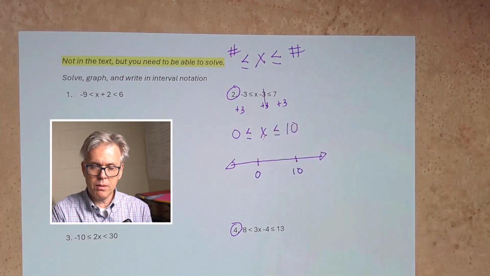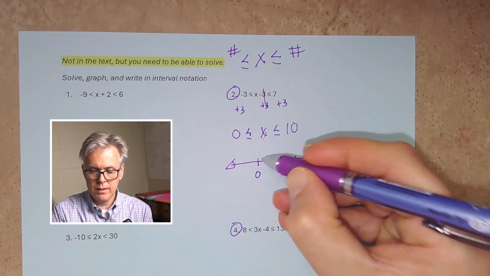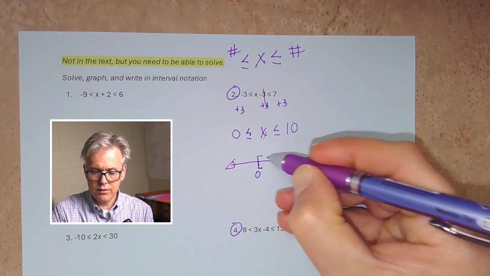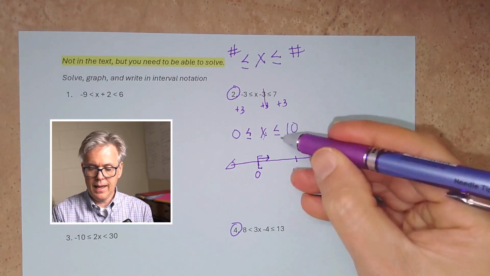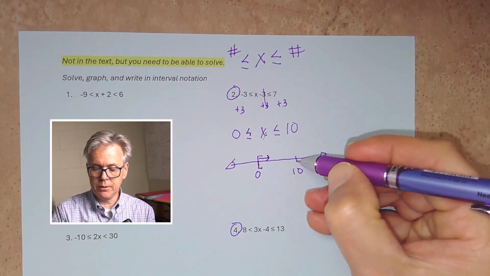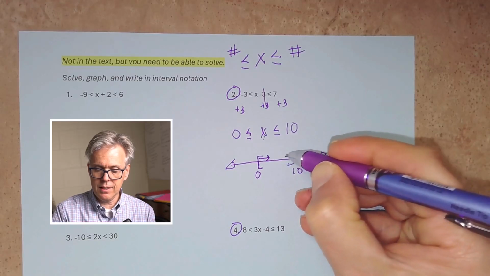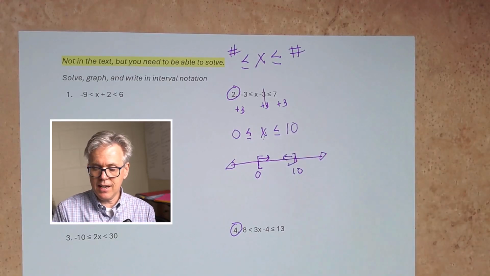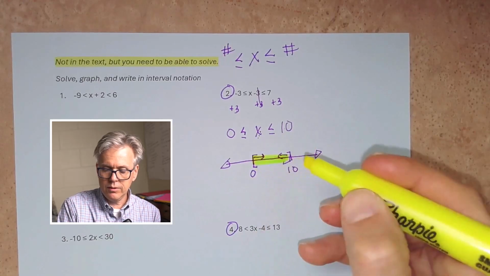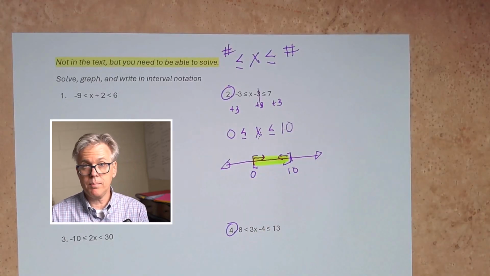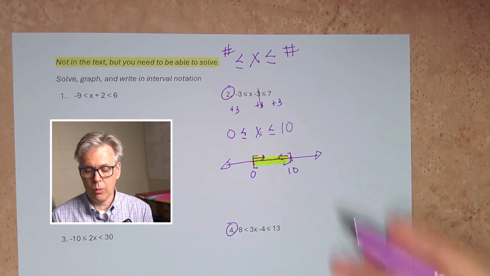And remember, we read from the perspective of the x. X is greater than or equal to 0. So that means it's greater than 0. I'm going to be shading this way. And x is less than or equal to 10. So it's less than or equal to 10. I'm going to be shading this way. And the shading is the intersection of those shades. So it's just that part in the middle. It'll always be that part in the middle. Almost always.